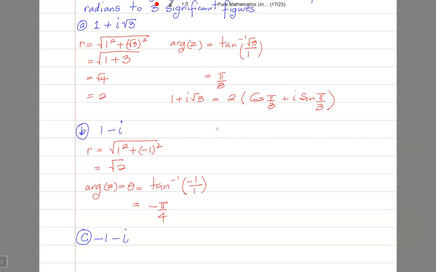So the complex number 1 minus i is equal to root 2 into the cosine of minus pi by 4 plus i sine minus pi by 4.